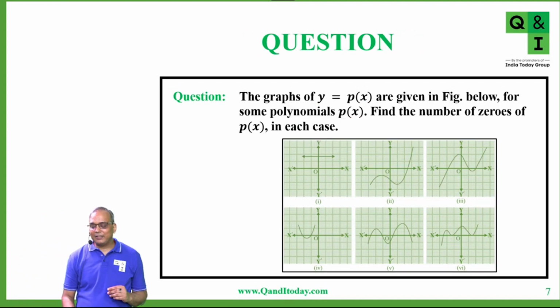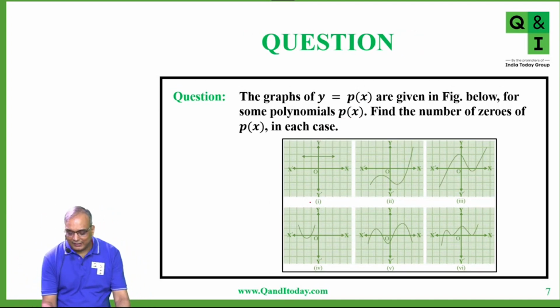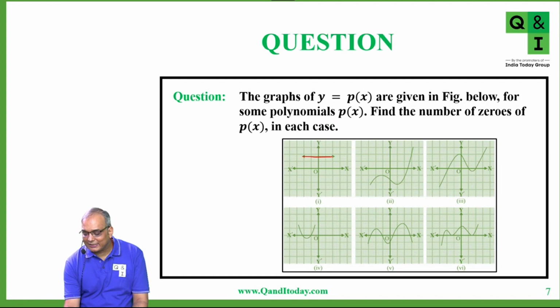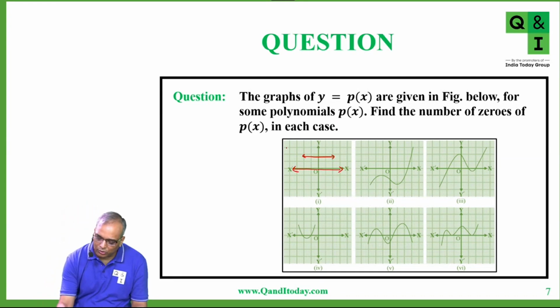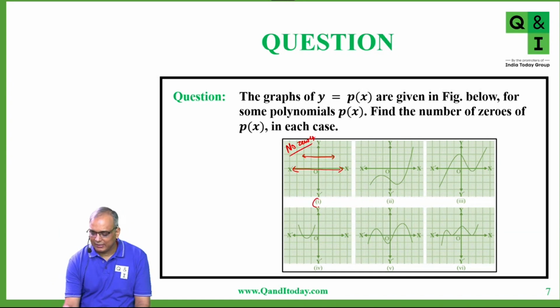Now in this one by one, you have to tell the first question. Here, this is the graph. Now you see that it does not cut the x-axis at all. What is the number of zeros here? No zeros. Very good. There are no zeros in the first one.